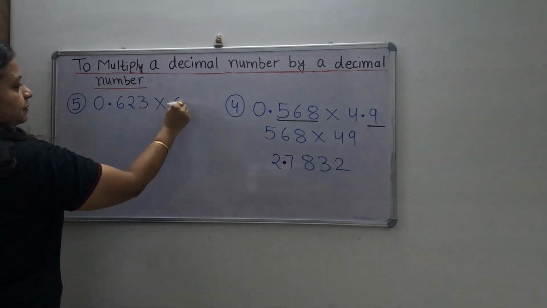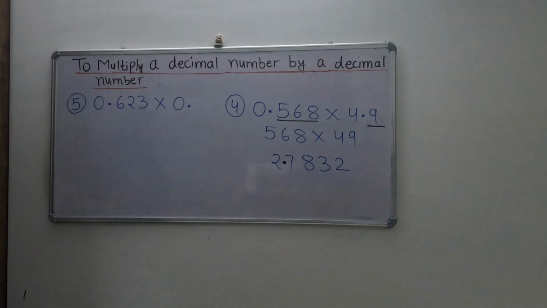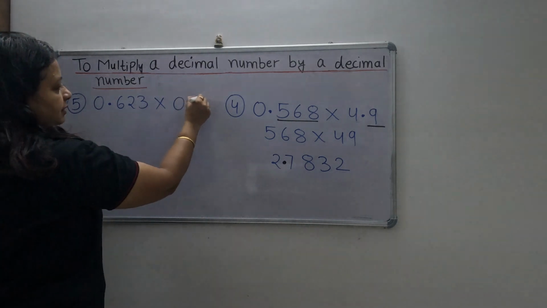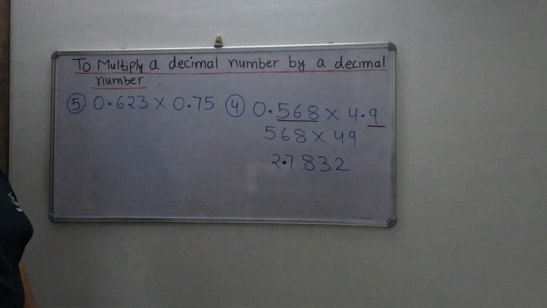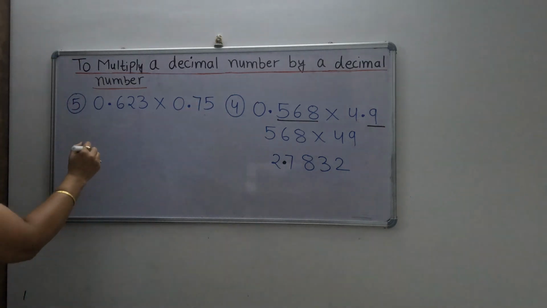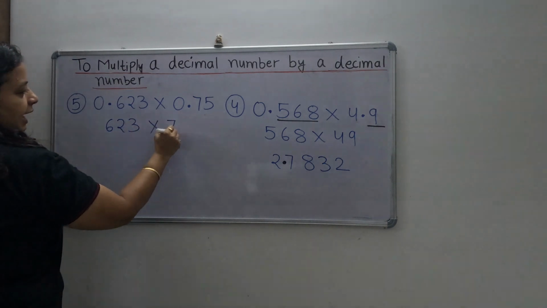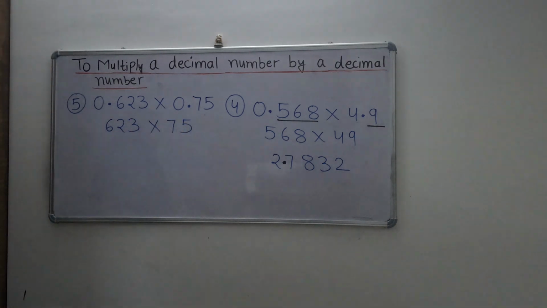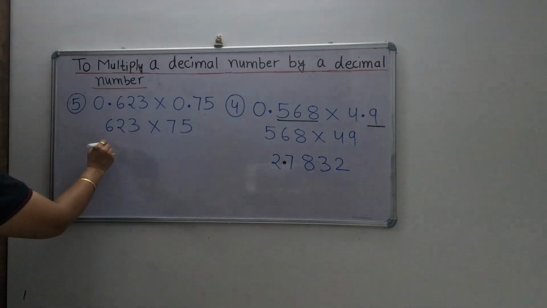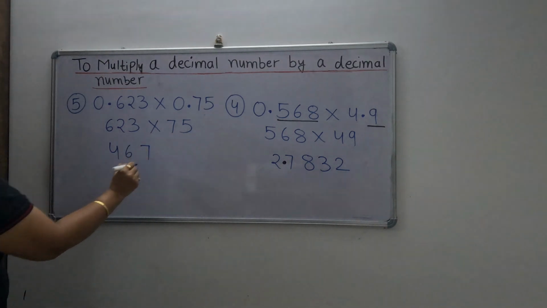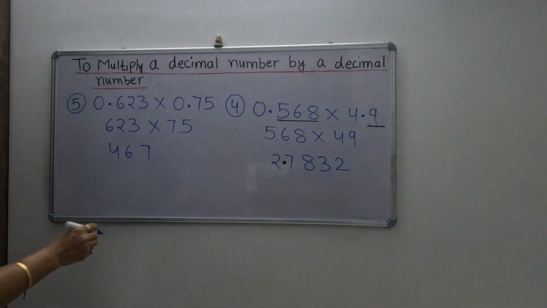The fifth example is 0.623 times 0.75. First of all, ignore the decimal point. So the numbers are 623 times 75. Find the product, 623 times 75. So you will get 46,725.